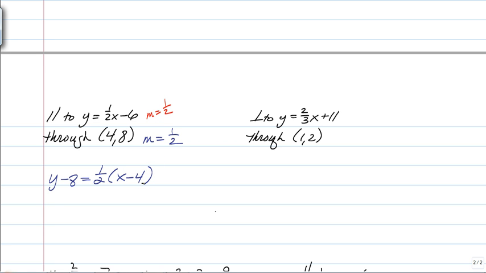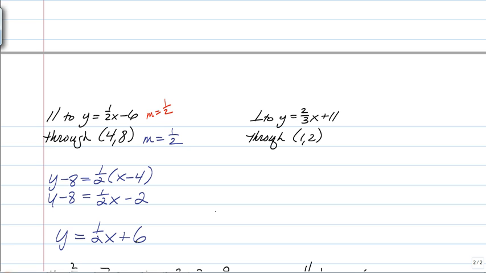So for this one, all you have to do is y minus 8 is equal to 1/2 times x minus 4. Distribute the 1/2. y minus 8 is equal to 1/2 x minus 2. Add your 8 to both sides. y is equal to 1/2 x plus 6. And that's it. You're done.